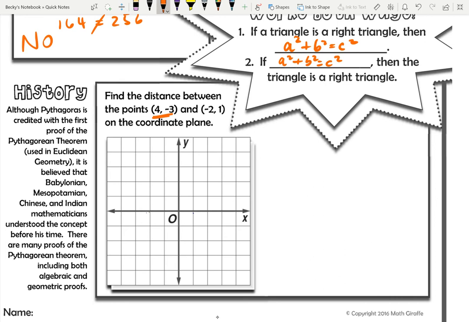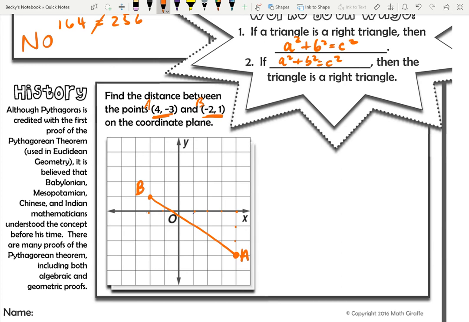So I'm going to plot these two. So go ahead and draw a graph on your paper and try this with me. This will be on your assignment and your quiz later. 1, 2, 3, 4. 1, 2, 3. So this first point, just to make it easier, let's call it A. And the second, let's call it B. So let's go back 2 and up 1. Now what we need to do is find the distance between these. So let's draw a line.